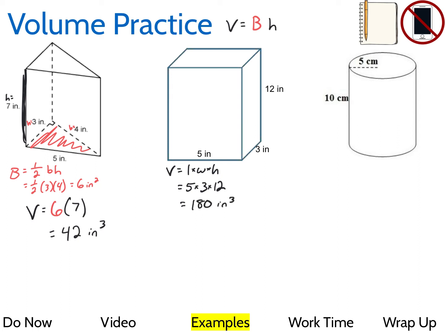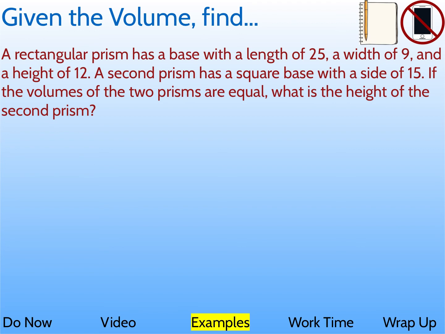And finally, the cylinder here. The cylinder has a special formula, but it's the same idea. You find the area of the base, which is a circle, so pi r squared, and then you multiply it times the height of the prism. So in our case, we have pi times 5 squared, and then times the height of the prism, which is 10. So you go to your calculator, and you get about 785.4 cubic centimeters.